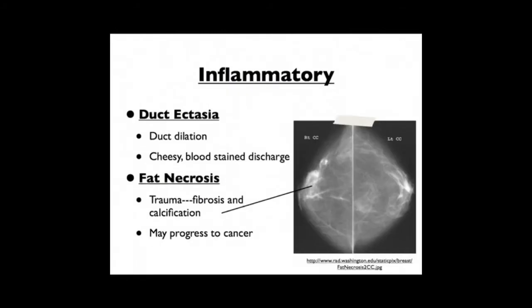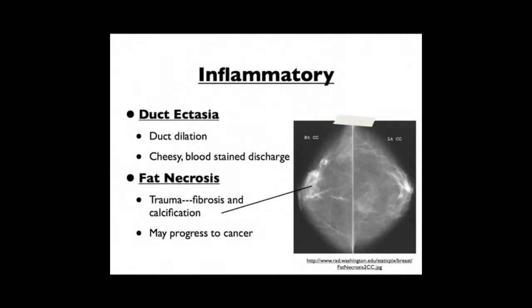Okay, inflammatory disorders. So you've got duct ectasia. This is when, like bronchiectasis, there's a dilatation of the ducts. Good analogy, thank you. And this produces a cheesy blood-stained discharge, which sounds rather nasty to me. It's pretty unpleasant, really, isn't it?